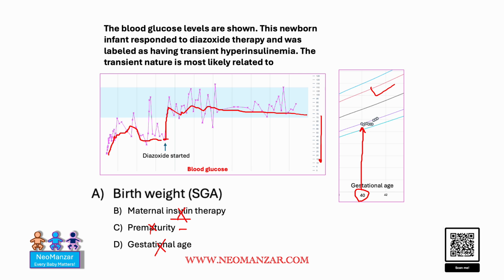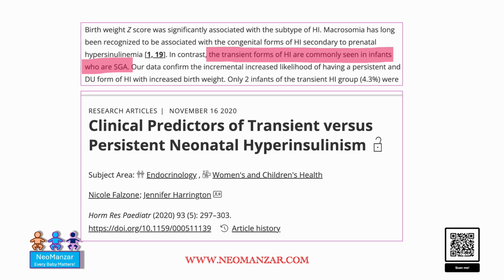Okay, so here the answer was birth weight. And this is a very nice reference, and it is available online. If you pull it up, this is an open article, as you can see here. They talk about how the transient form of hyperinsulinemia is commonly seen in infants who are small for gestational age. What happens in small for gestational age is twofold. First, they are short on glycogen storage and their insulin response is inappropriate. So that's why they might end up with hypoglycemia, a prolonged one. So this is the reason here.